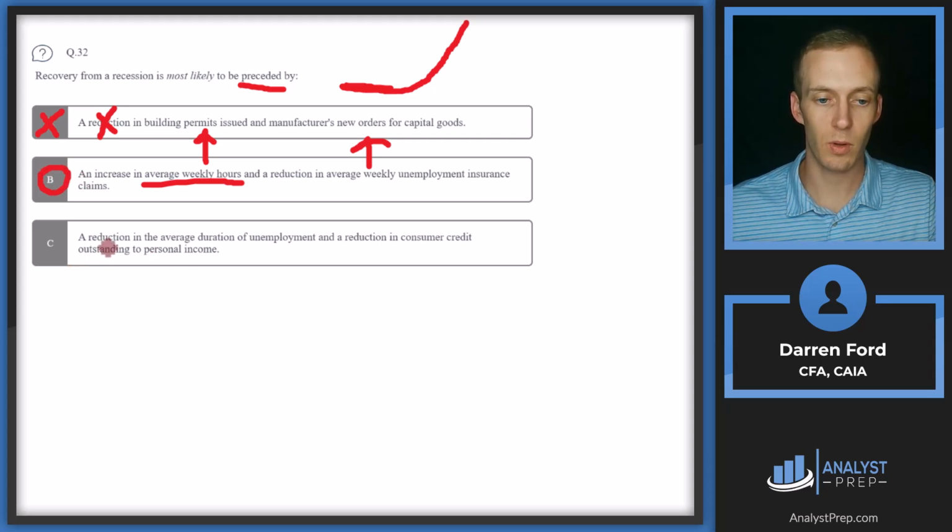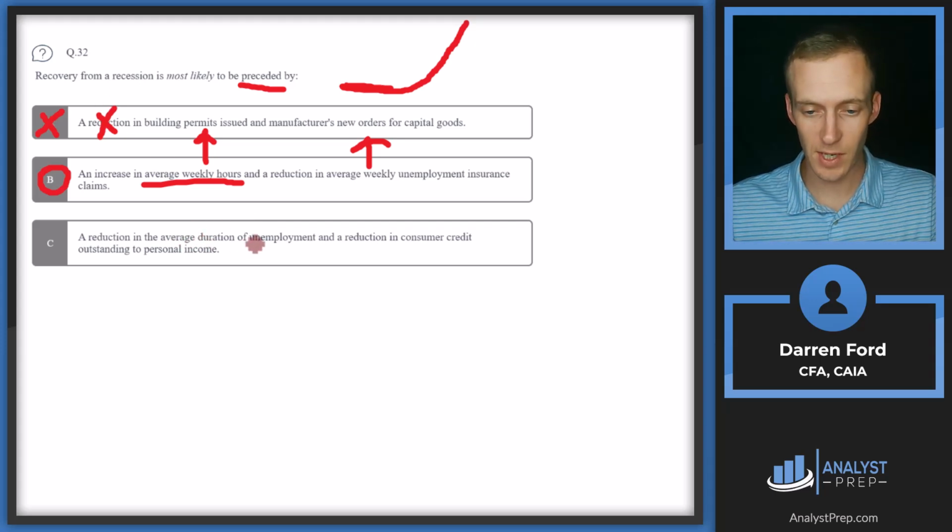Let's make sure we can rule out C. A reduction in the average duration of unemployment and a reduction in consumer credit outstanding to personal income. So on the face of it, these also look like they could be indicators: if people are unemployed for a shorter amount of time and they're able to reduce their credit outstanding to personal income. That one could go both ways as well.